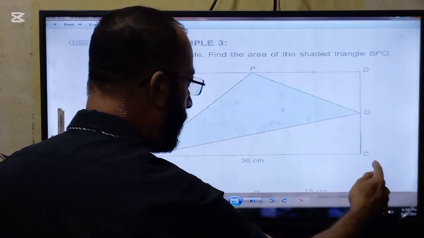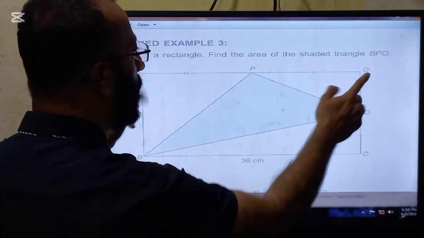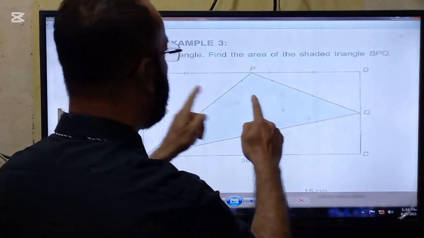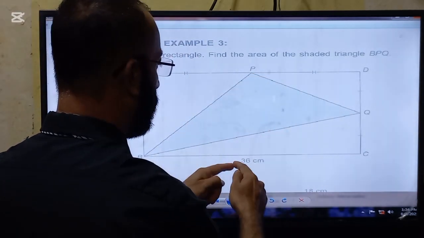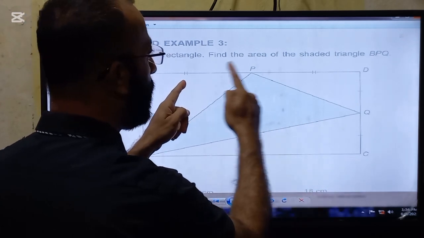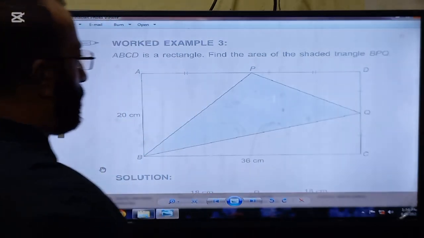If this side is 36, the opposite side AD will also be 36 centimeter, but these two double lines show these are two equal parts. So 36 will be divided into two equal parts, this will be 18 and this will be 18 as well.